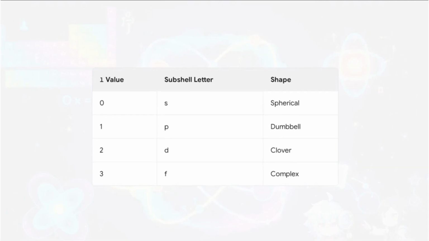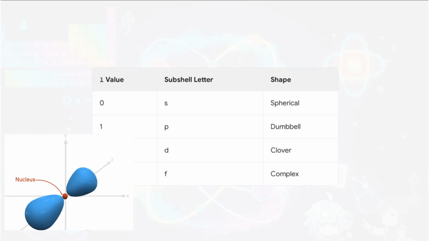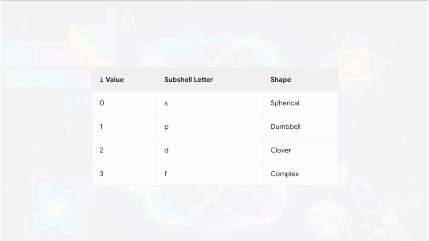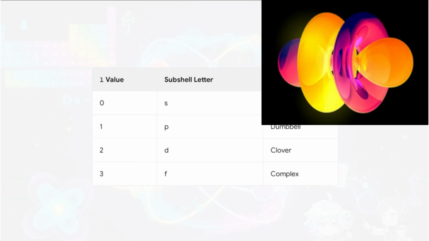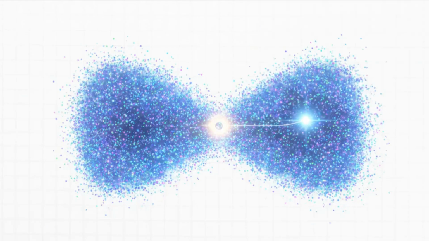This is where it gets really visual. This table shows how the numbers for L translate into actual shapes. If L is 0, we get a perfectly spherical S subshell. If L equals 1, we get this cool dumbbell-shaped P subshell. And as L gets bigger, the shapes just get more and more complex and, well, beautiful. Now, this is so important to remember.